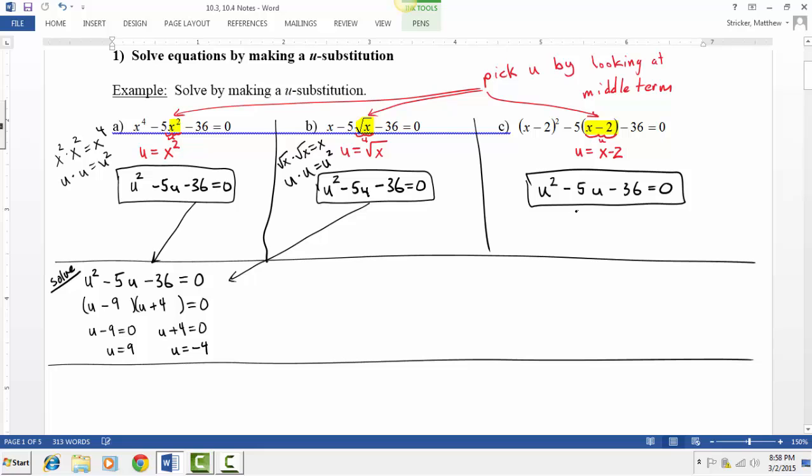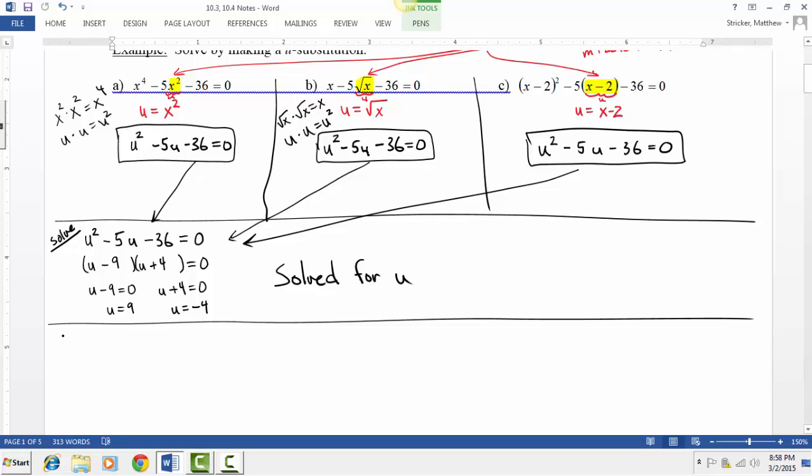No matter which equation it was, we got the same answer. We got that u is equal to 9 and u is equal to negative 4. What we got to remember here, though, is these answers are in terms of u. We want to solve now. This is solved for u. We have one final step here.